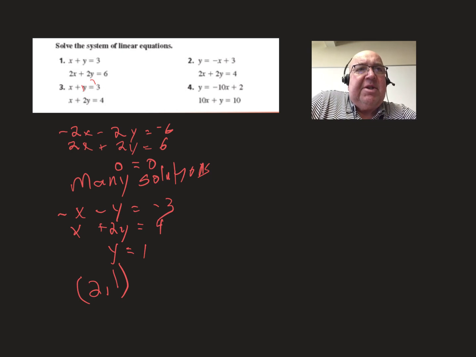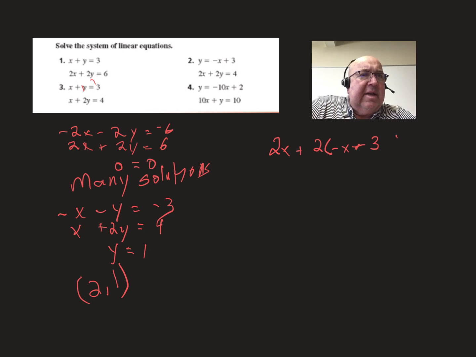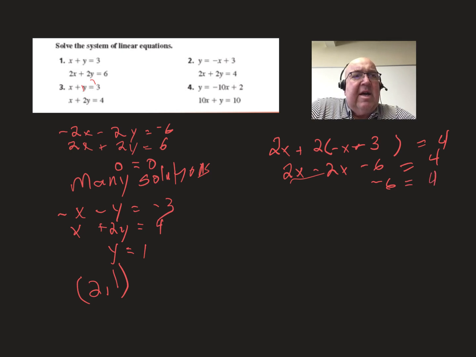I'm going to substitute the top equation into the bottom one in number 2. So I'm going to go 2x plus 2 times negative x plus 3. And that's going to be equal to 4. I get 2x minus 2x minus 6 equals 4. My x's cancel. Negative 6 equals 4. That's a no solution.